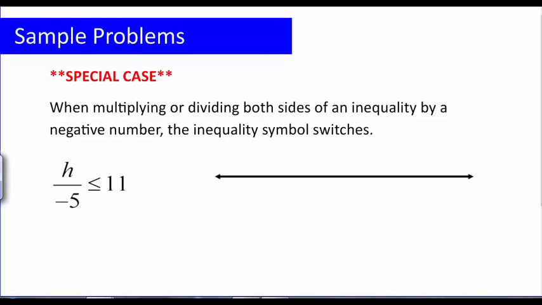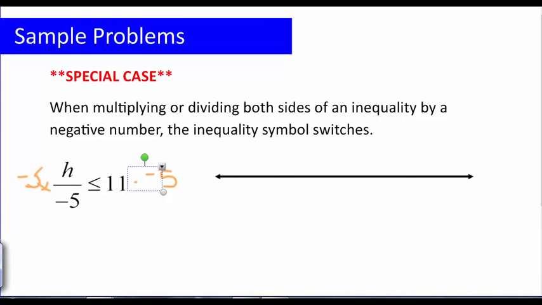However, we have a special case that we have to look out for when we're multiplying or dividing both sides of an inequality by a negative number. If the coefficient is negative, our inequality symbol is going to switch. So let's take a look at this: h divided by negative 5 is less than or equal to 11. You can see here I've got a negative coefficient, this negative 5. So I know that when I multiply both sides by negative 5 in order to isolate my variable, I am going to switch my inequality symbol.